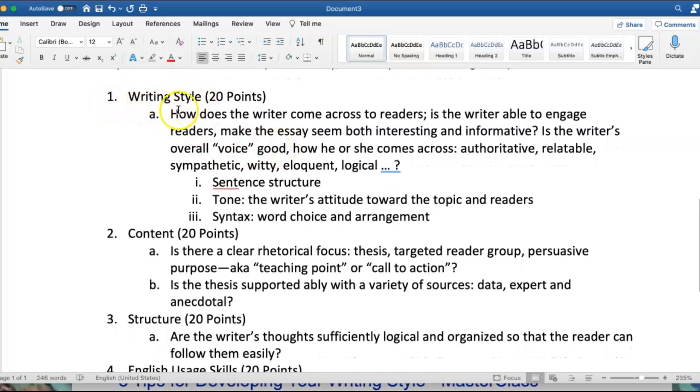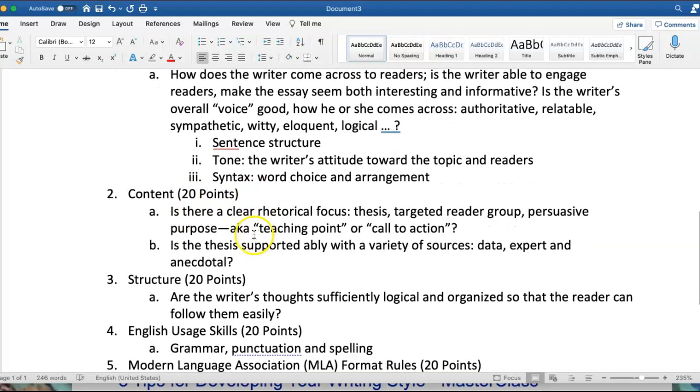We've covered writing style. Let's go into content. This is 20 points. And content is simply, is there a clear rhetorical focus? The thesis, the targeted reader group, the persuasive purpose, also known as a teaching point or call to action. And is the thesis ably supported with a variety of sources, data, expert, and anecdotal? And what is anecdotal?